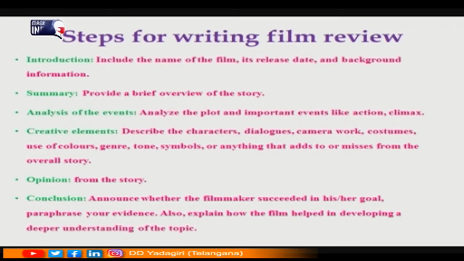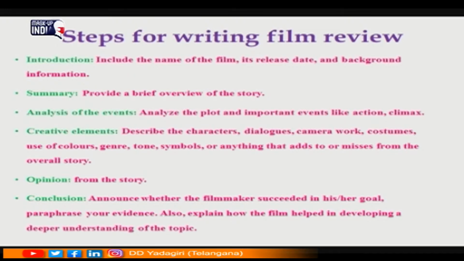So whenever you are writing a film review, try to describe the characters, the dialogues that are there in that, the camera work, the costumes, the use of colors, genre, the tone, symbols, or any other thing that adds to or misses from the overall story. Next, you should give your opinion from the story.